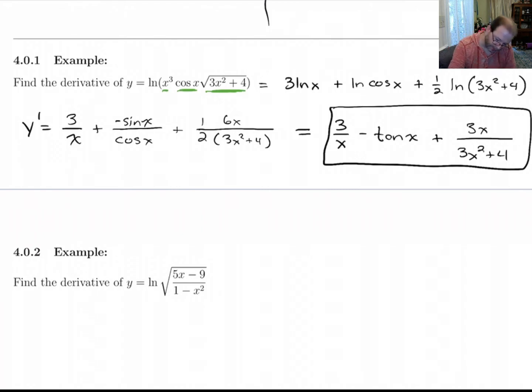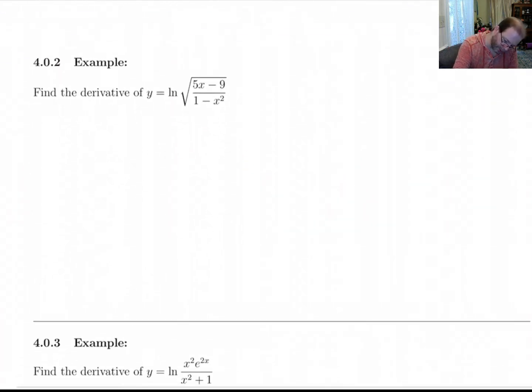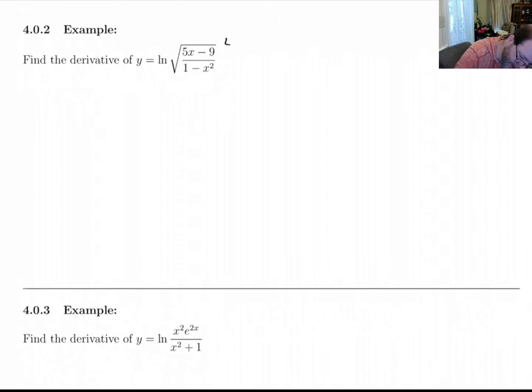All right, one more. Well, a couple more. Find the derivative of this thing. All right, let's see. There's a couple of ways we could do this. We have some options here. We could rewrite this as 1/2 ln of the fraction.